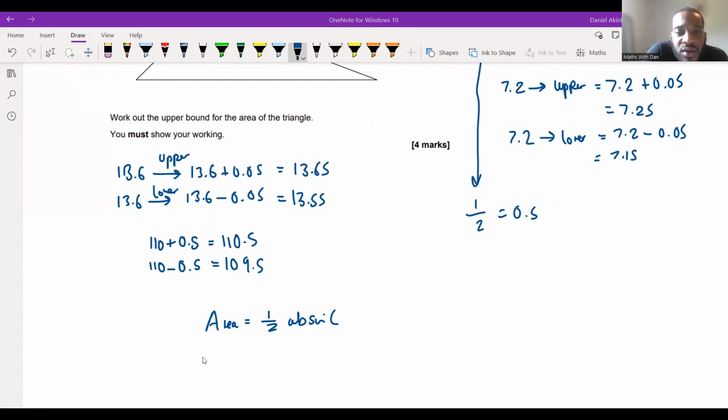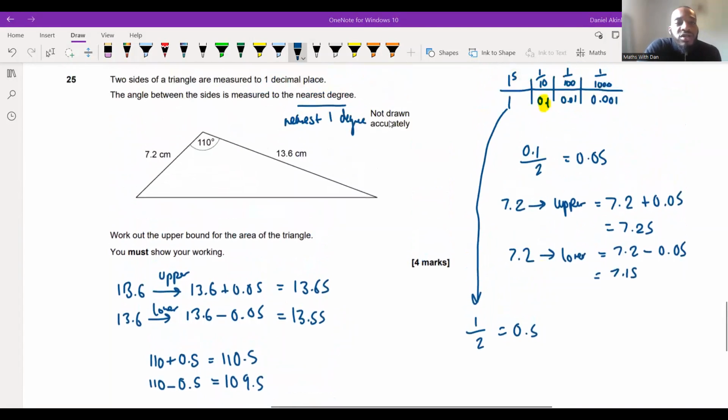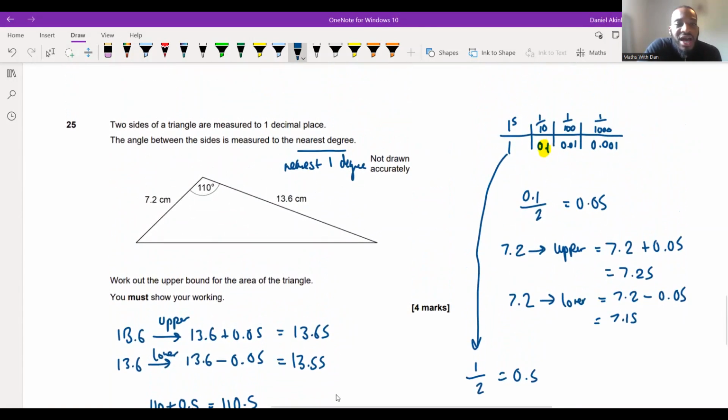Why did you do the angle as well as just the two sides are bounded? Oh, because I've just got a question in the chat. Why did I do the angle as well? Because it also said the angle between the sides is measured to the nearest degree, so this has also been approximated. Does that make sense? Somebody just said that he didn't read that line. Be careful. Make sure you read every single sentence, because if you don't, you may not get the whole answer.